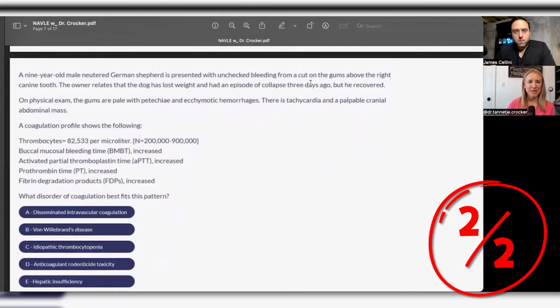The coag profile shows the following. Thrombocytes, 82,000 some odd, normal range as you see there. So the thrombocytes are a little low. A buccal mucosal bleeding time is increased.